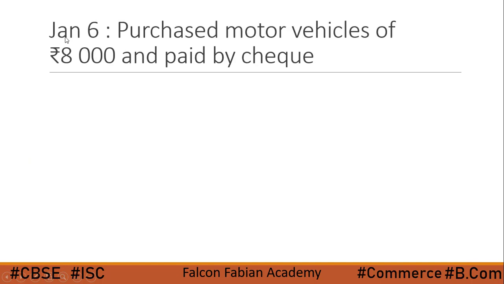Now let's move on to the next transaction. The next transaction is where the business is buying an asset and is paying by check. So it is January 6, purchased motor vehicles of 8,000 and paid by check. So first step is to read the transaction. And now we will identify which are the two accounts involved in this transaction.